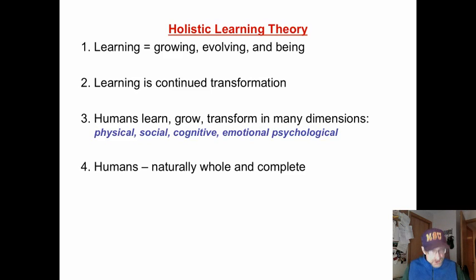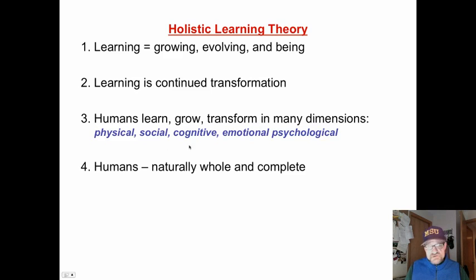Learning is evolution. Learning is continued transformation upward. This growth, this change, this expansion. Learning, in a bigger context, is the ability to be better able to nurture yourself, others, and the environment. We are able to nurture and transform through knowledge and skills. Holistic learning theory says humans naturally want to learn, grow, and transform in many dimensions. It is a state. It is the human condition.